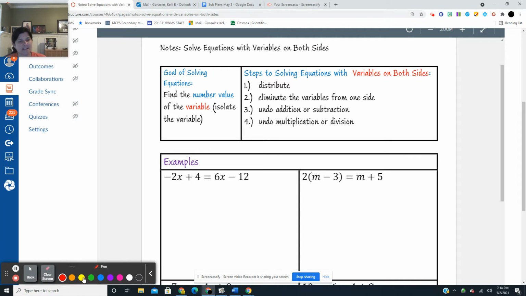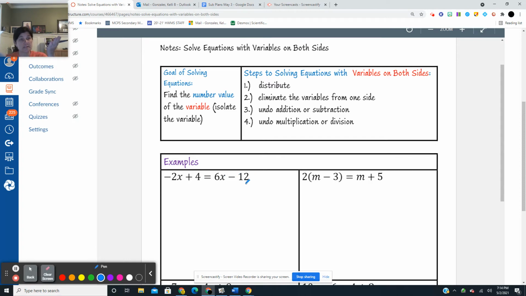So let's get started here with this example 1. If you are copying these in your spiral, you don't need to copy all of this. You can keep this up. You can copy it later. But let's take a minute and copy example 1. So example 1 says negative 2 times x plus 4 has to equal 6 times x minus 12.